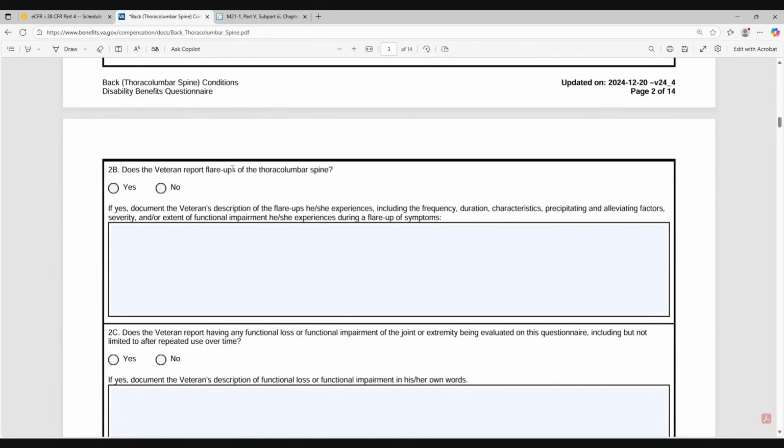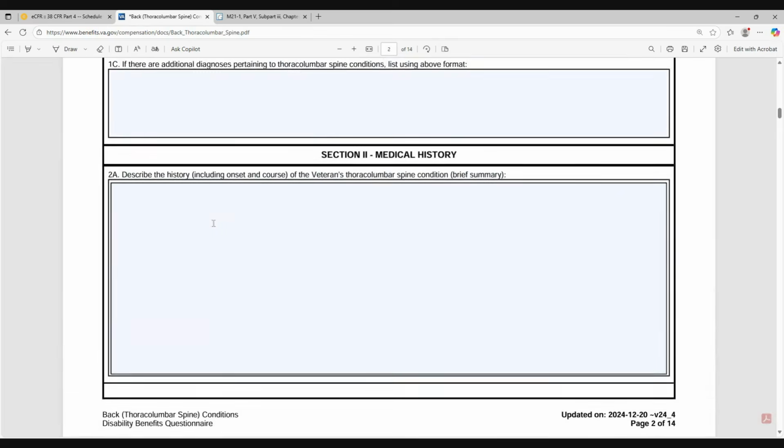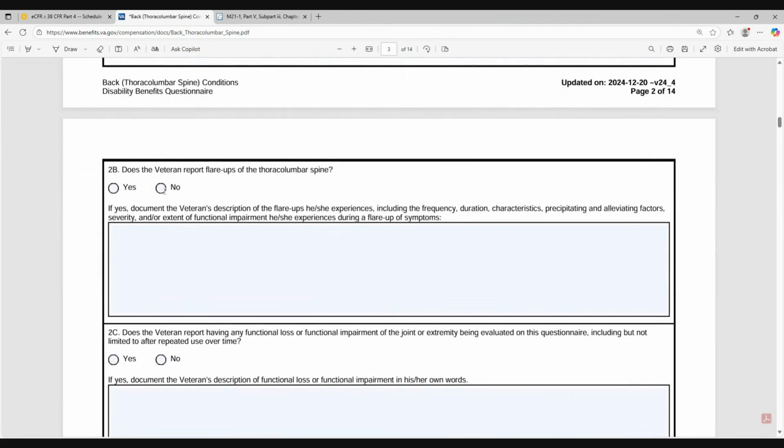Does the veteran have flare-ups? Now, this is important, okay, because if there's a conflict here, if yes, flare-ups are the opportunity for the veteran to discuss with the examiner what the worst case scenario looks like for them, like when their spine is at its worst. If you are not experiencing a flare-up at the time of your examination and you do have flare-ups, you need to report that to the examiner so they can mark yes here.